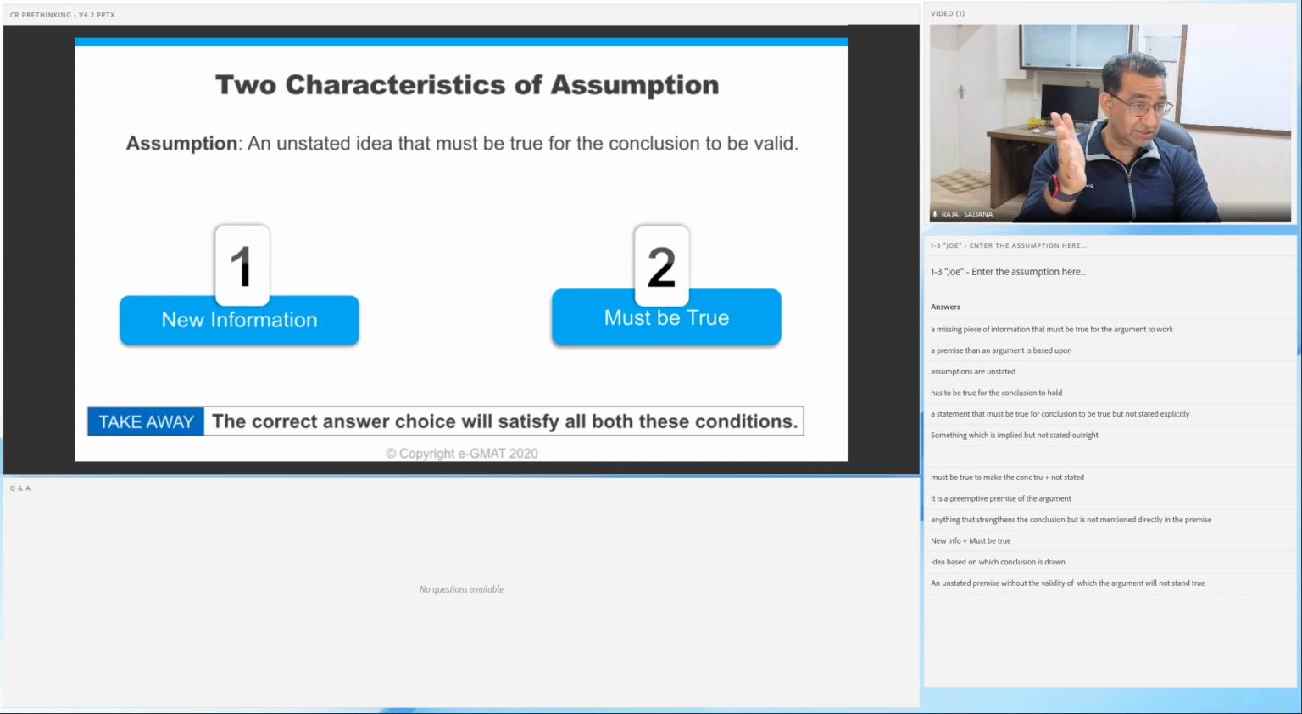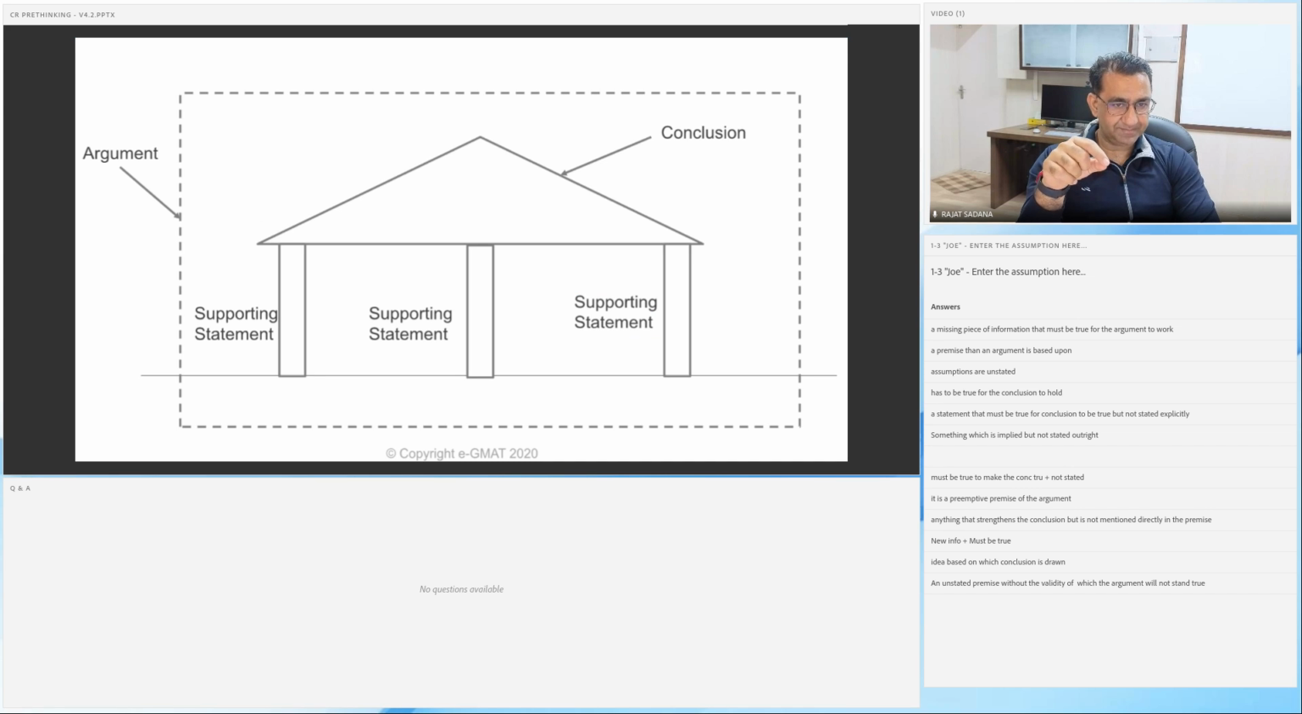So, in other words, there are two characteristics that an assumption has. One, it provides information that you can't get from the argument. The second is that it satisfies that must be true condition. 99% of all questions are around that must be true condition. Only 1% of questions, and the relatively easy questions, are around that new information piece. So we're going to focus a lot on the must be true aspect of assumption and understanding that. Once you understand it, evaluating answer choices becomes a lot easier.